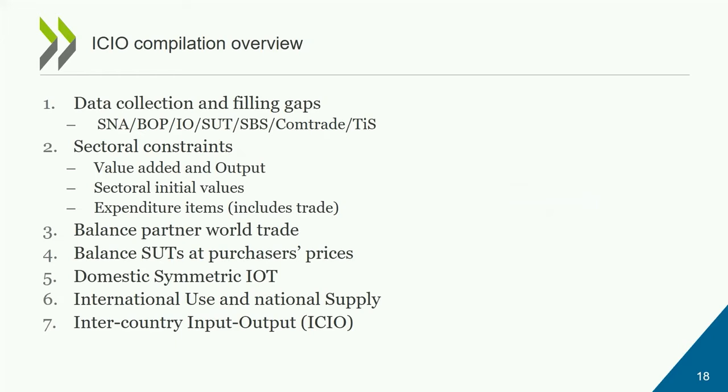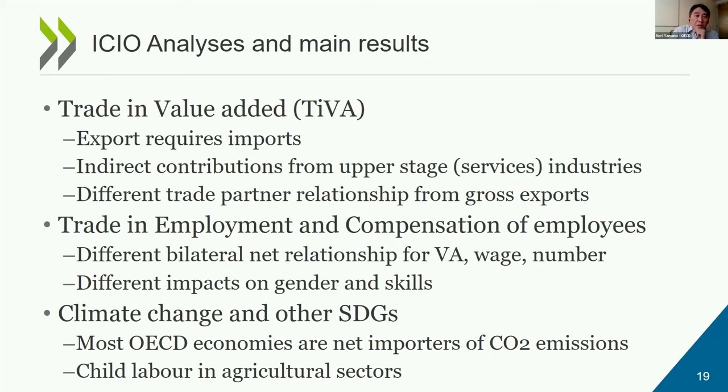Thank you. So this is a compilation overview. I think I already mentioned this. So what we can present from this ICIO analysis, I summarize the main results in the last few years. For the TIVA database, it's the same, but we can confirm empirically for each country that export requires imports, but it still depends on the sectors and also the size of the economies. We can understand the contribution of the upstream sectors on the exports, for example, the service and utility sectors' contributions for the export activities.